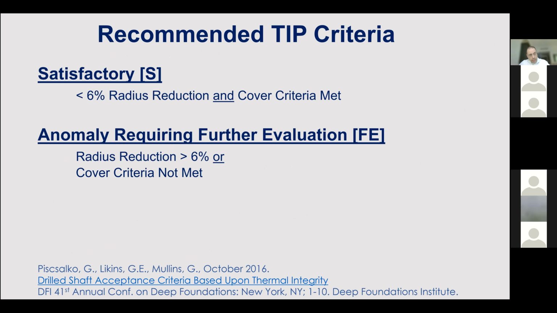Now, in terms of the criteria, the recommendation from the DFI, I believe, is that it is satisfactory if you have less than 6% radius reduction and the cover criteria is met. If both these criteria are satisfied, then you can say that the signature of the shaft in that situation is satisfactory. On the other hand, it is an anomaly requiring further investigation if you have a radius reduction of more than 6%, or the cover criteria is not met.